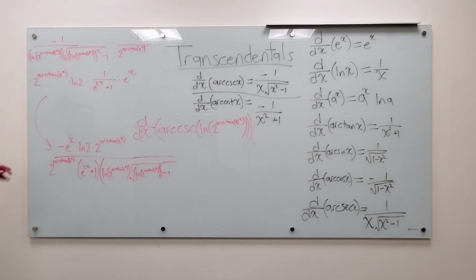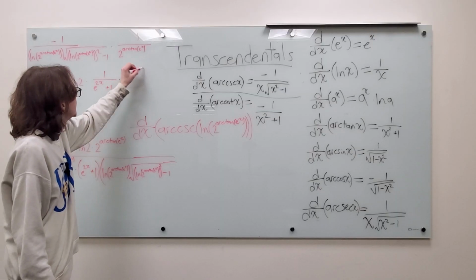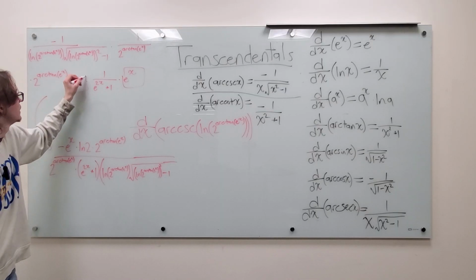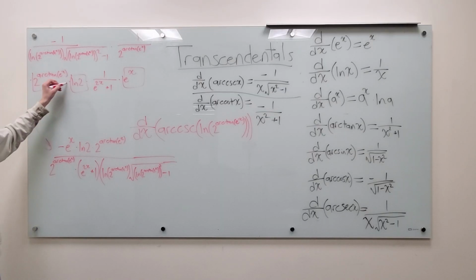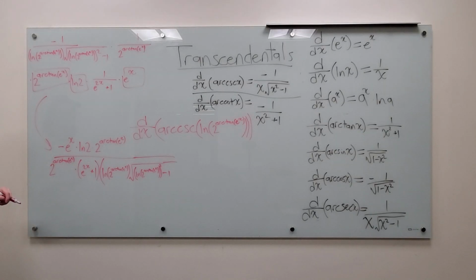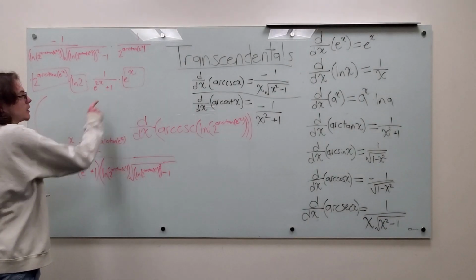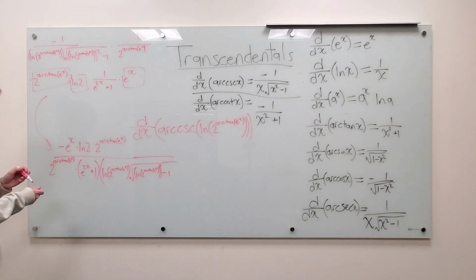So all of our numbers which are not strictly denominators, that is going to be e to the x, the natural log of 2, and 2 to the arctangent of e to the x. Those are all going to be in our numerator, and all of this is going to be in our denominator.